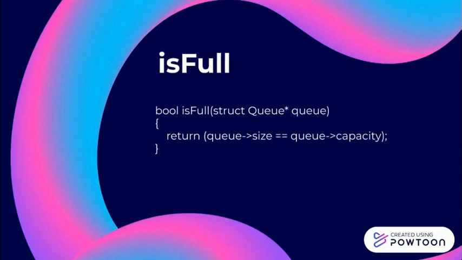The is full operation, like the is empty operation, is also a boolean function. Here we are checking the size of the queue with the capacity of the queue. If the size of the queue reaches the capacity of the queue, then it is going to assume that the queue is full and it will return true. If it is not full, it will return false. So this is what we are checking in this condition.